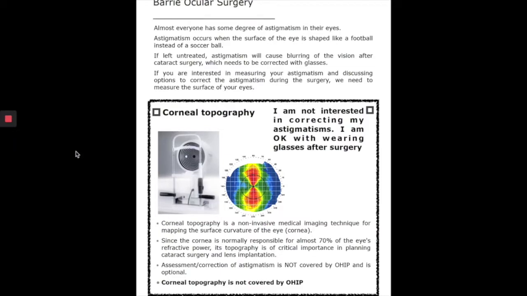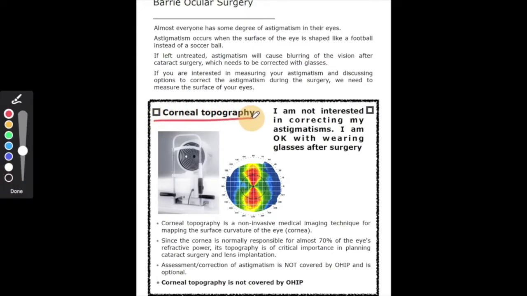Now, for me as a surgeon to advise you correctly whether you do have astigmatism or not, and how much astigmatism you have, and whether these lenses would help you to eliminate your astigmatism, we need to do this measurement as well, which is called corneal topography. So basically, before coming to the session to assess your cataract with me, you need to make a decision on which option you would be interested in.